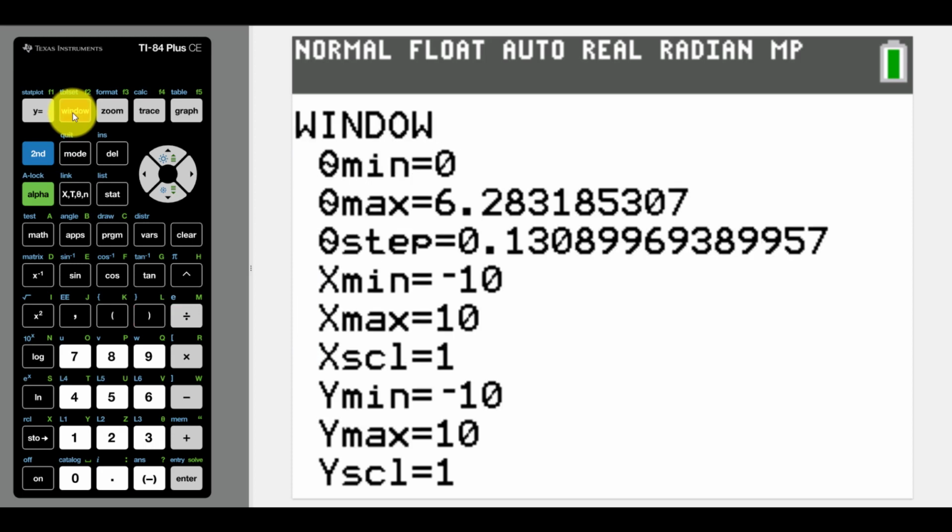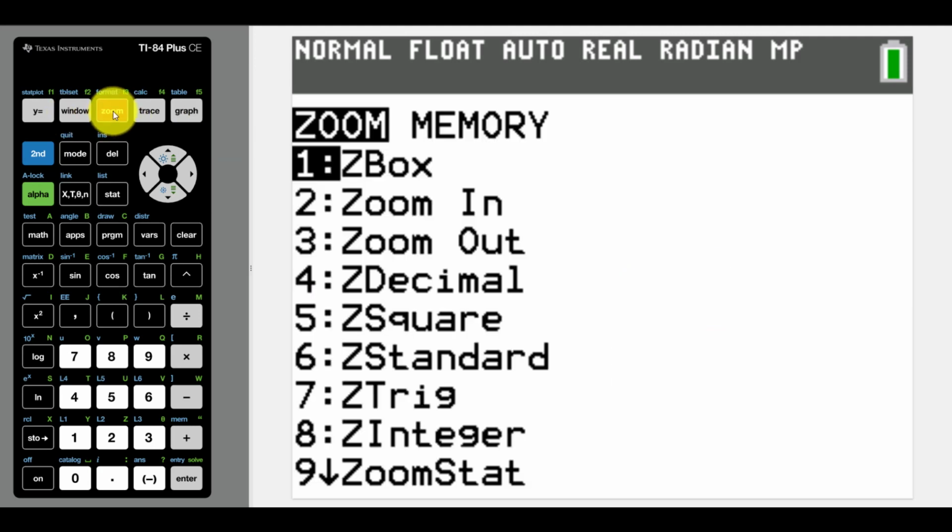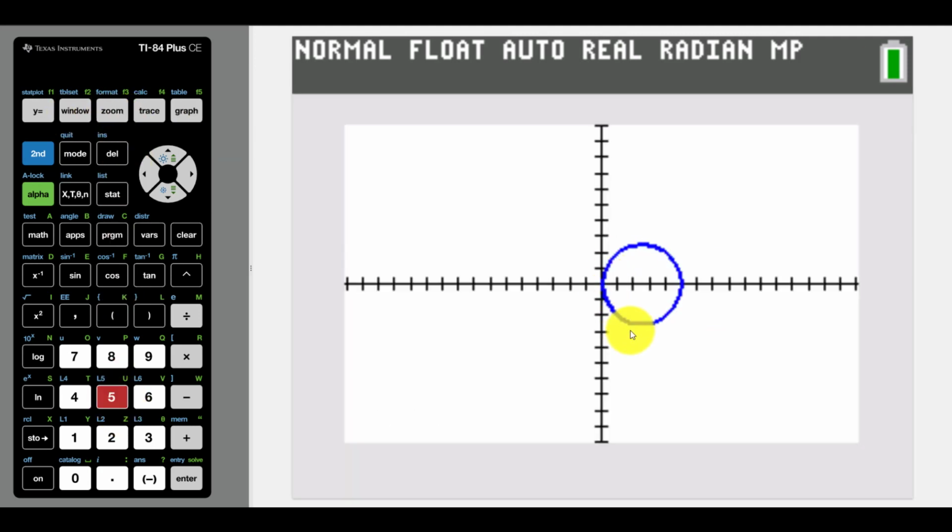I can again go to the window and choose values for theta. So this currently has theta going from 0 to 2 pi, which seems like a good start. Let's hit graph. Okay, and we see this. Now, it's a little bit hard to tell, but this is actually a circle. If we zoom square, it's more convincing.